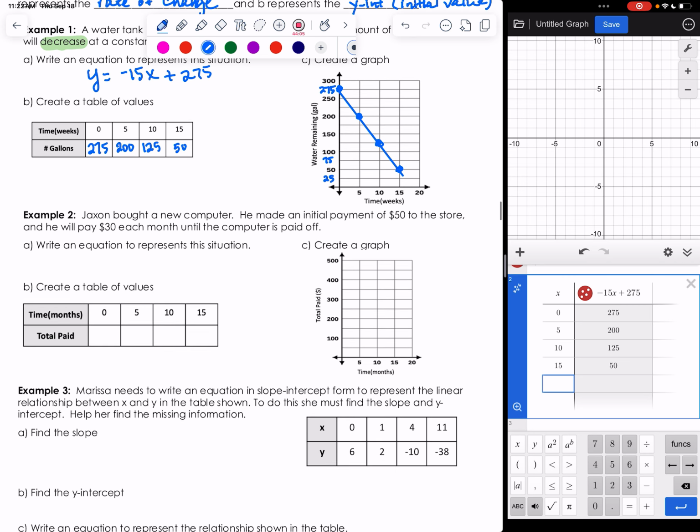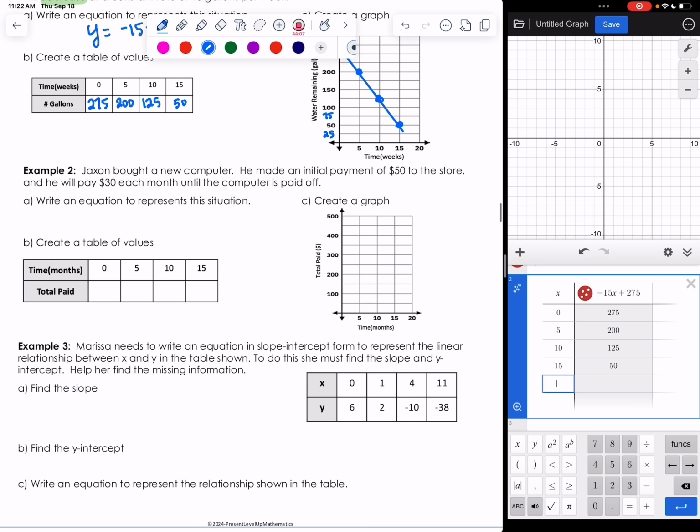Example 2. Jackson bought a new computer. He made an initial payment of $50 to the store, and he will pay $30 each month until the computer is paid off. Write an equation to represent this situation. So his initial payment was $50 plus $30 per month. So our rate of change is 30. So 30 per month. And then his initial payment was $50. So y equals 30x plus 50.